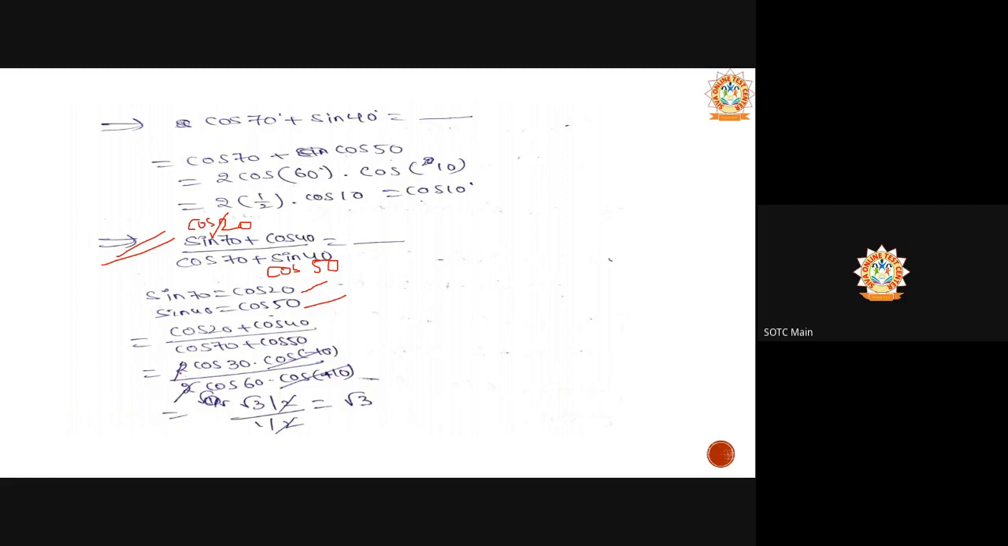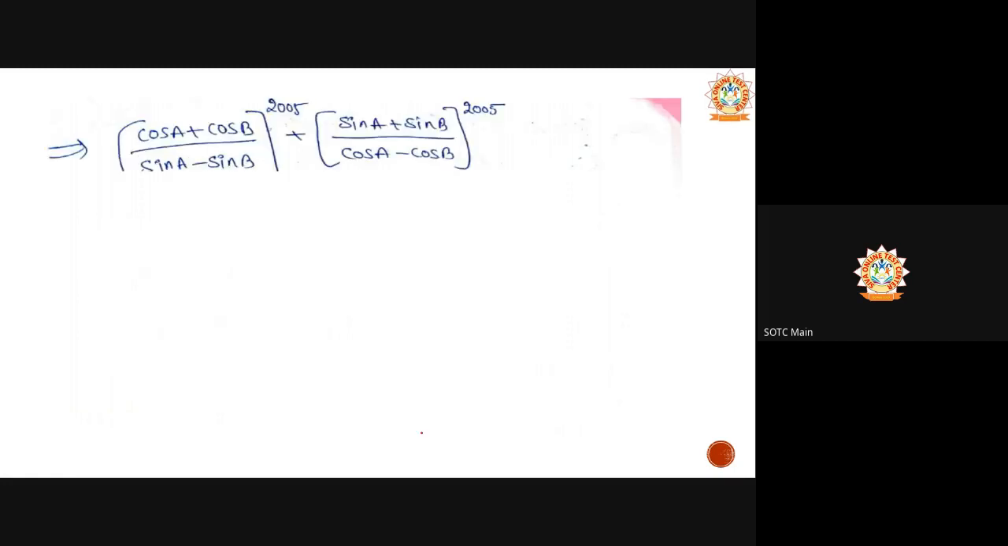So this will get cancelled, 2 will get cancelled. Cos 30 is root 3 by 2, cos 60 is 1 by 2, 2 will get cancelled. Your answer is root 3. Clear? Now try to solve this question.